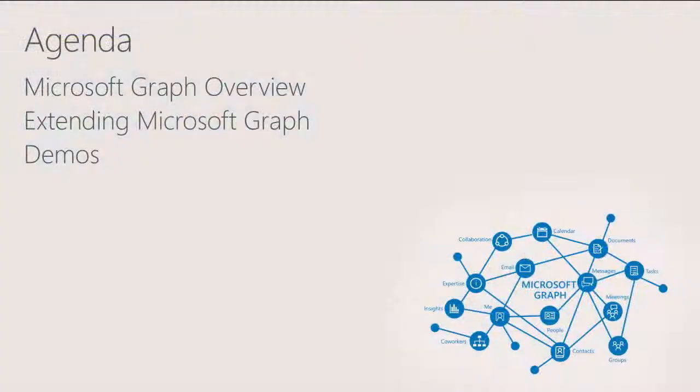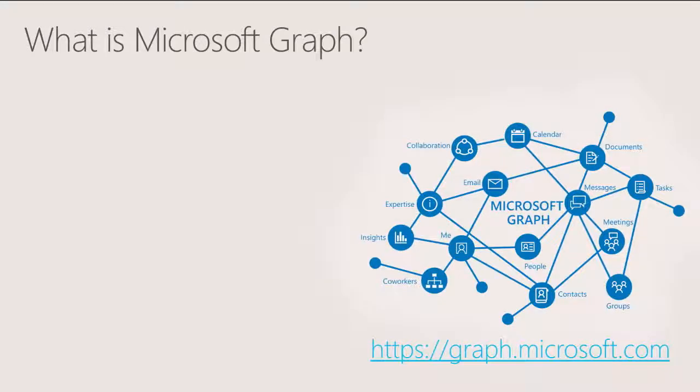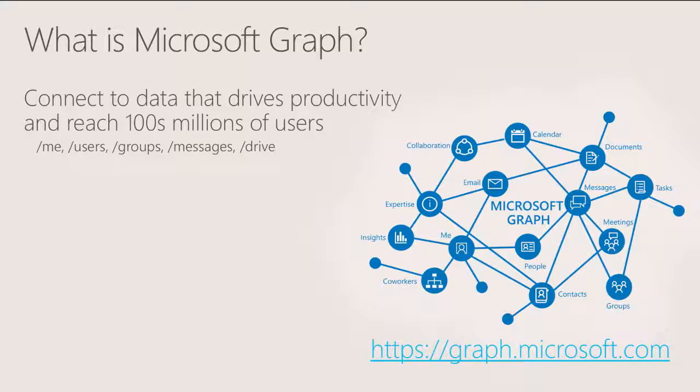So firstly, I'm going to give you a little overview of Microsoft Graph, and then I'm going to go into how we're going to extend Microsoft Graph using a couple of demos. So, what is Microsoft Graph? It's an API that lets your app work with Microsoft Cloud services such as Outlook, SharePoint, OneDrive, and it's used by hundreds of millions of active users.